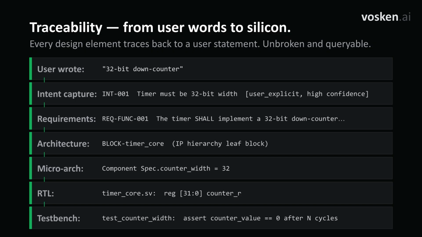Traceability is unbroken, linking every design element from the user's initial statement to the final RTL and testbench assertion. This makes impact analysis a simple database query.